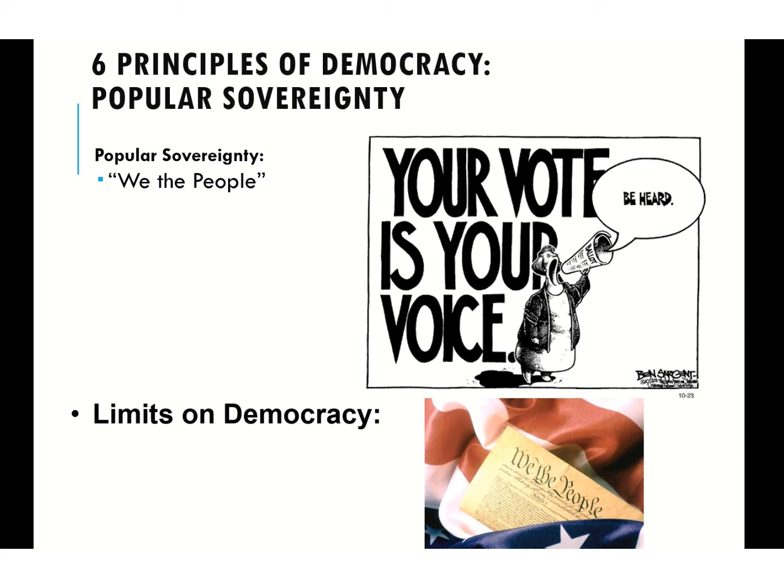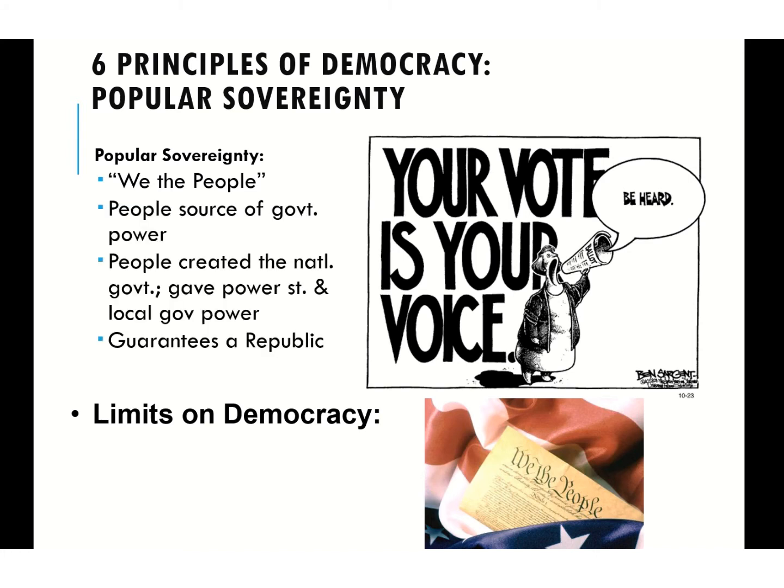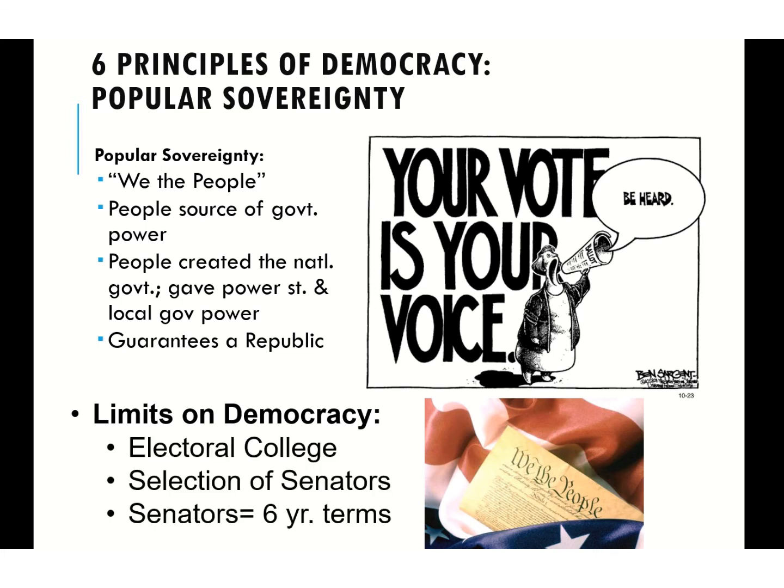Now, popular sovereignty starts out our preamble, we the people. Be heard, voting. There's also limits on what can happen. So you have to make sure you understand your vote is your voice. You need to be heard. Things you can and cannot do based on we as a government. We are the source of power. We created the national government. We give it power. It's going to guarantee us a republic, which means we can vote for our representatives and we can make sure that the government does what we say.